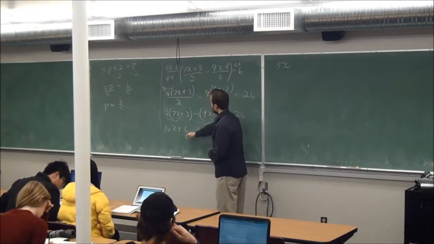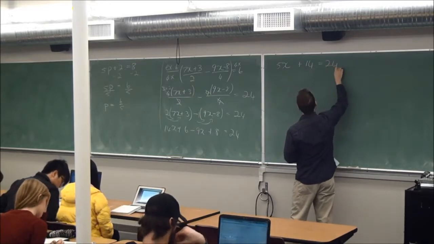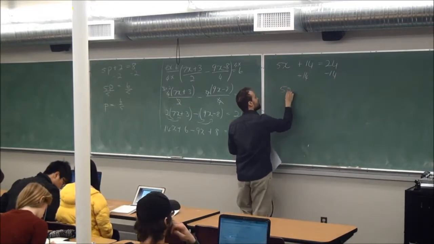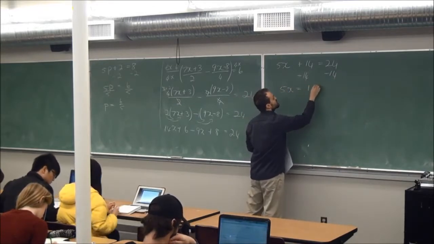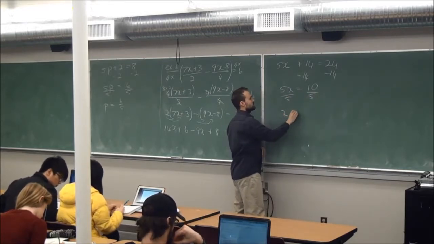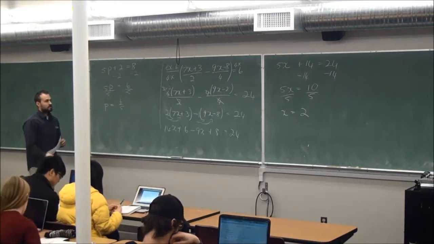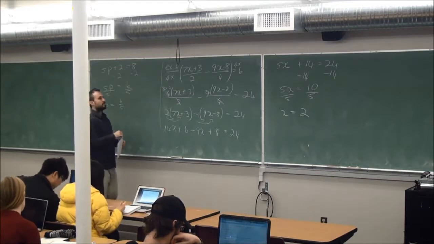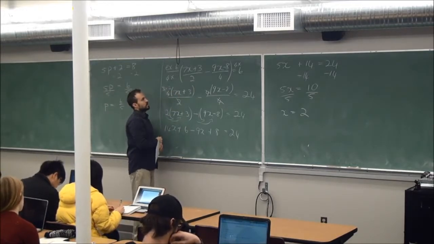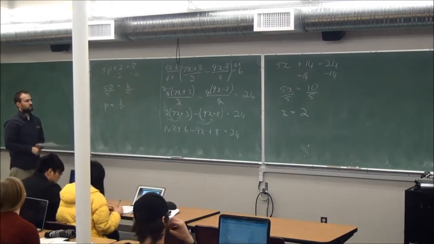Just simplify the left-hand side first. That looks like 5x + 14 = 24. So I can subtract 14, and I have 5x equals 10. Divide by 5 on both sides. x equals 2. Same equation. It has the same information, but by applying one of those rules one step at a time, it just makes it look more obvious what the solution is.